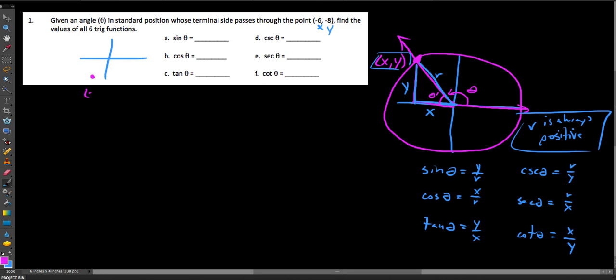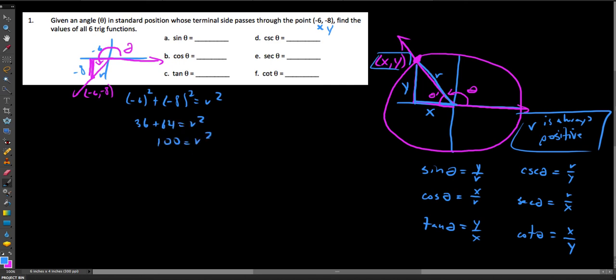So I'll label this point (-6, -8). This is an angle in standard position, so it starts on the positive x-axis, and our terminal side runs through that point. Here's our angle theta. When we drop our altitude back, here's our triangle, and we know the x value is -6 and the y value is -8. The only thing remaining is our r value, and we can always use Pythagoras to find this. So we get 36 plus 64, which is 100. If 100 equals r squared, the square root of 100 is plus or minus 10, but we always keep our r value positive.